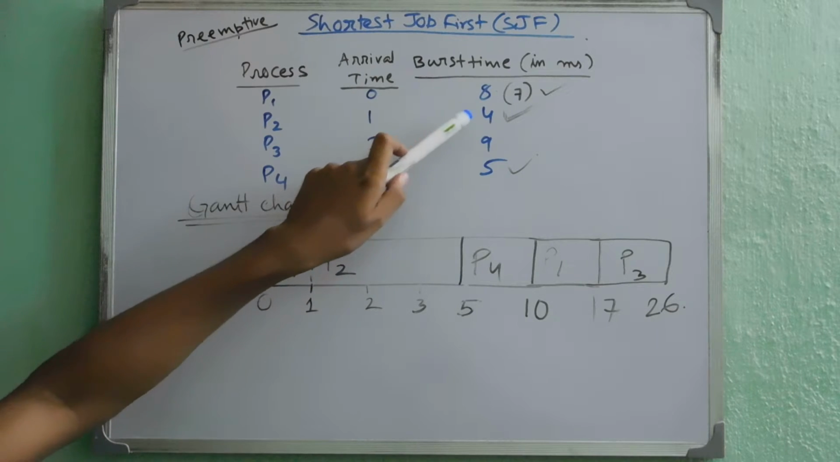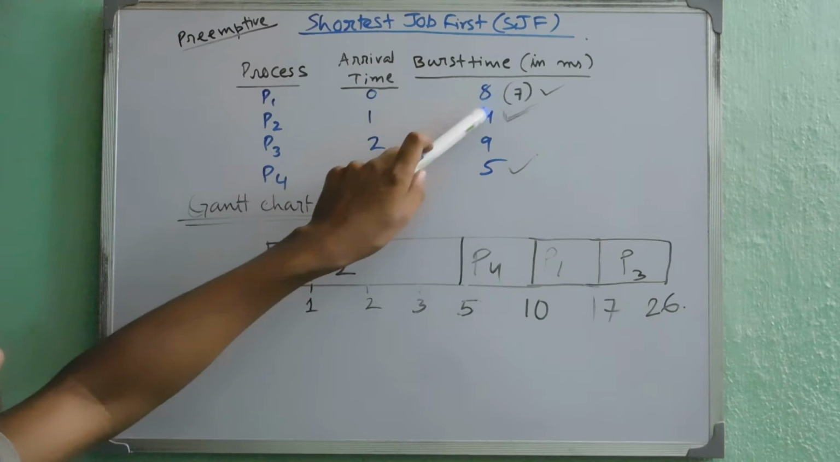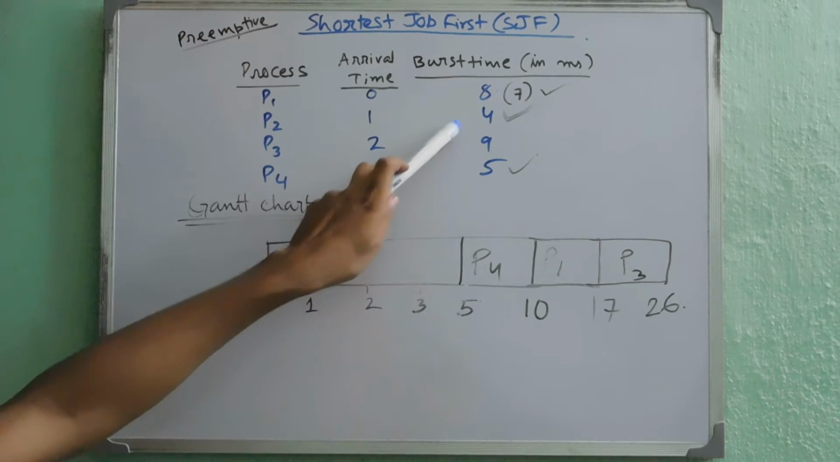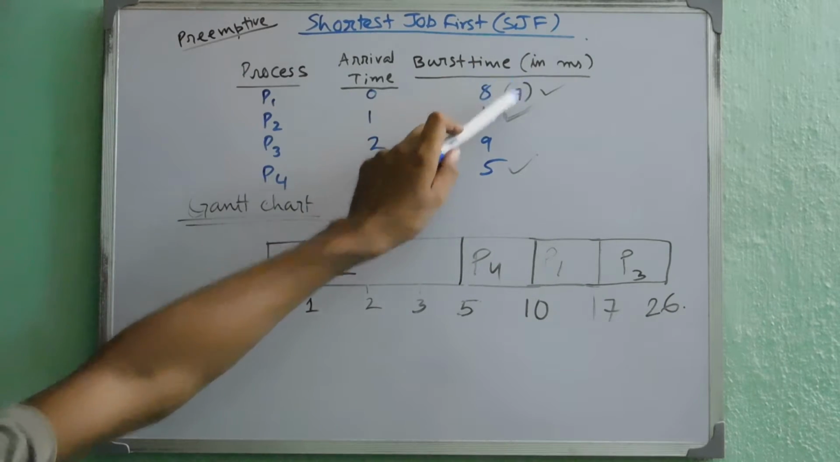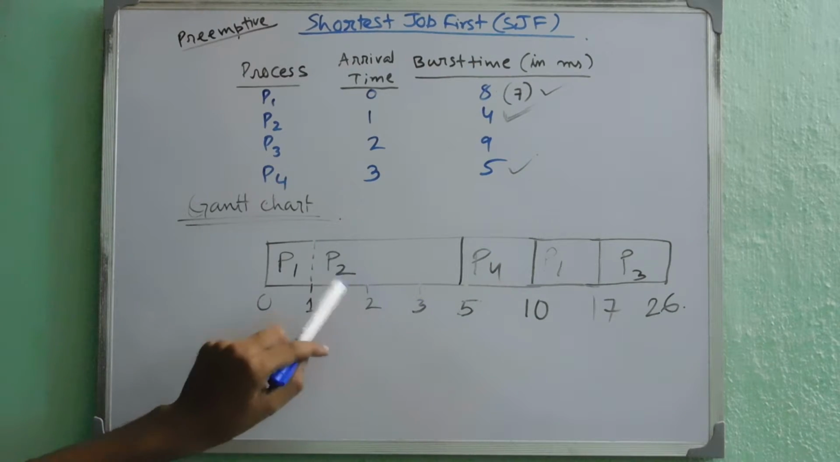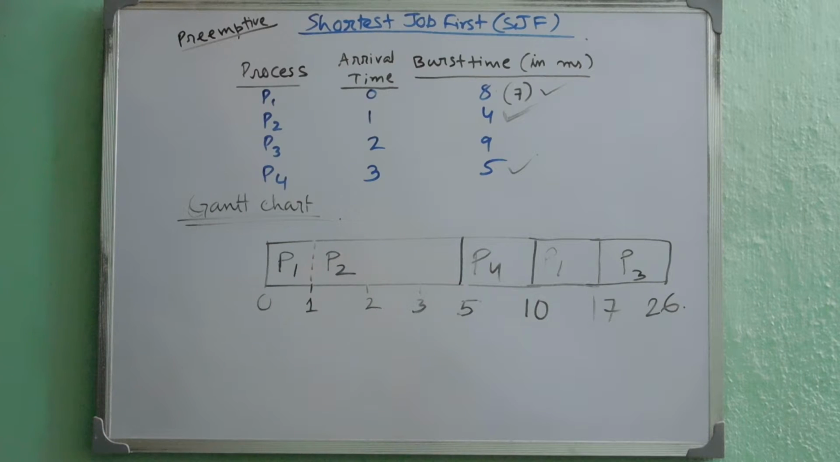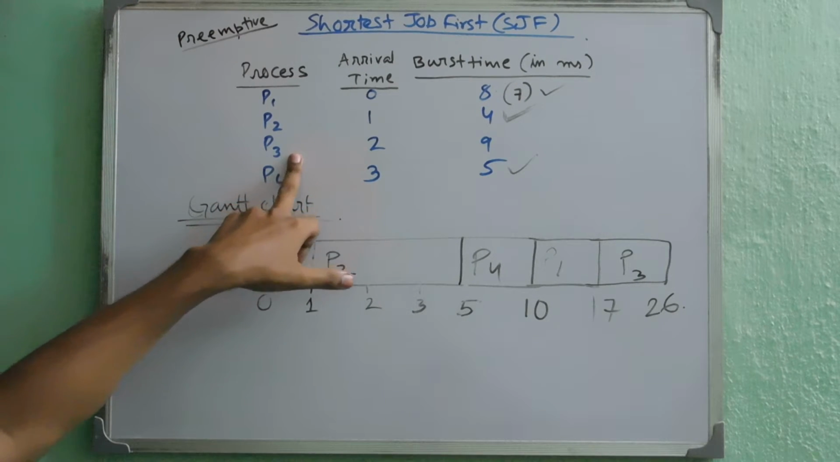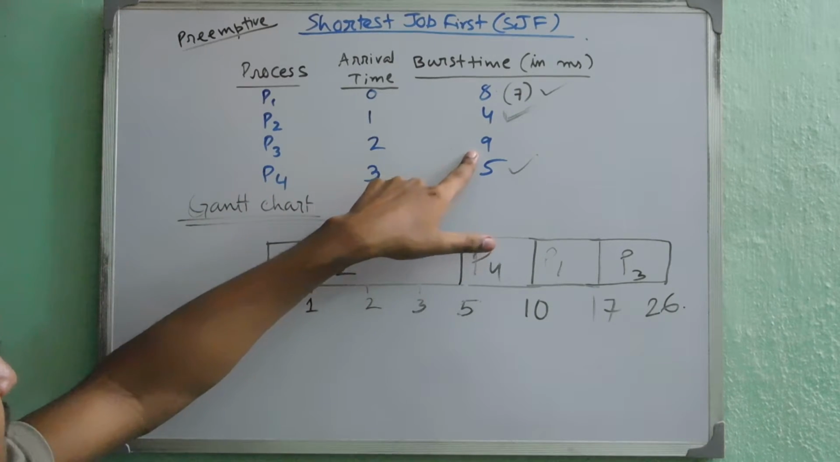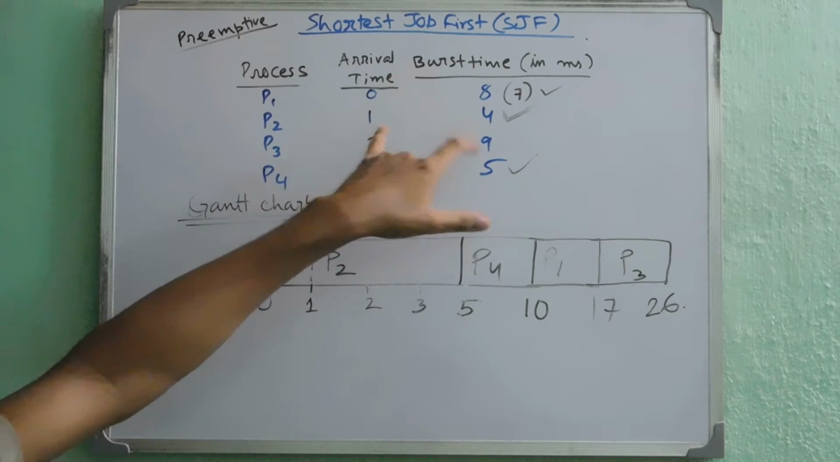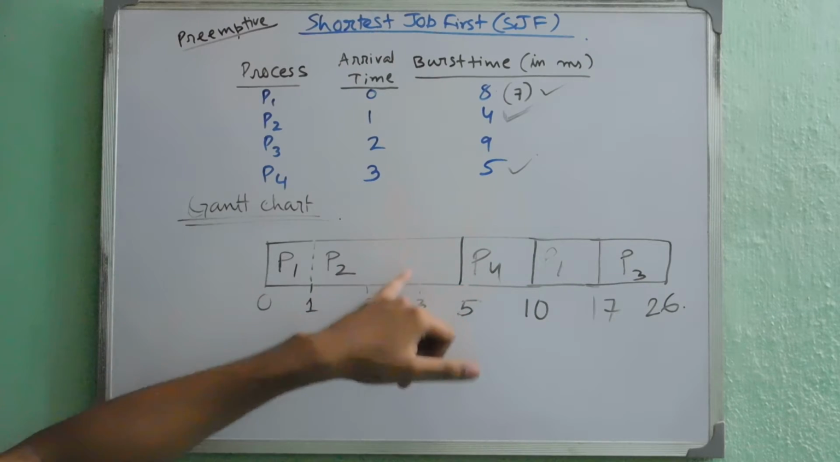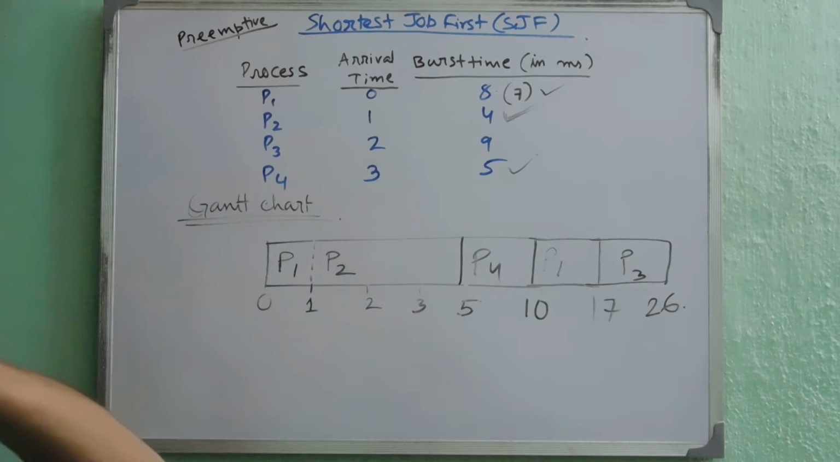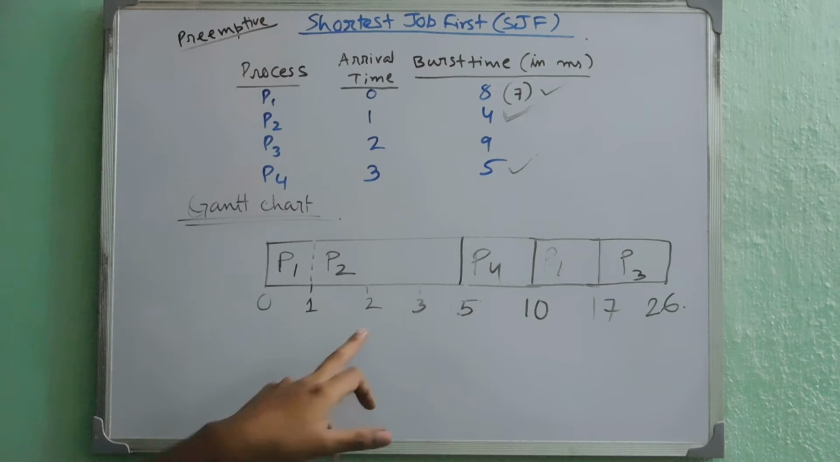But if we compare the burst times of P1 and P2, we can see that P2 is still less than P1. So we will give the control of CPU to P2. Now at 2 we can see P3 is coming, and it has burst time of 9, which is greater than that of P2, which has 3 milliseconds at that point. So we will let P2 continue its execution.